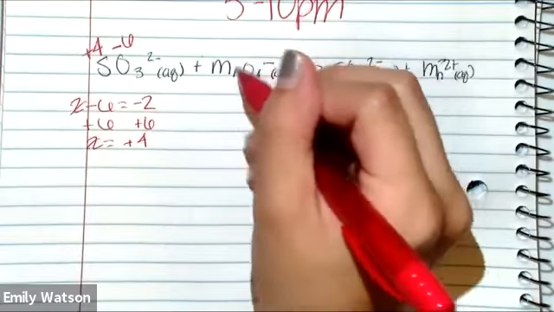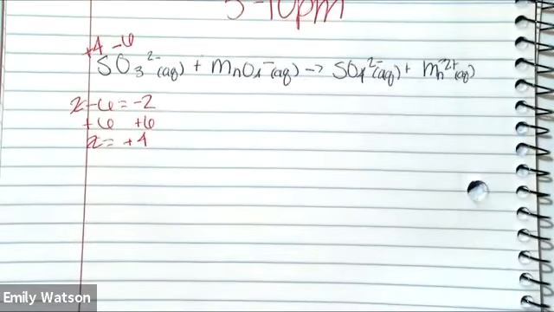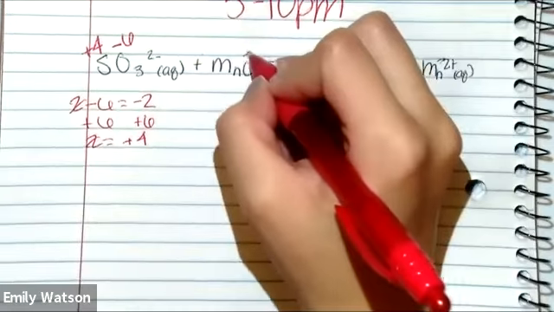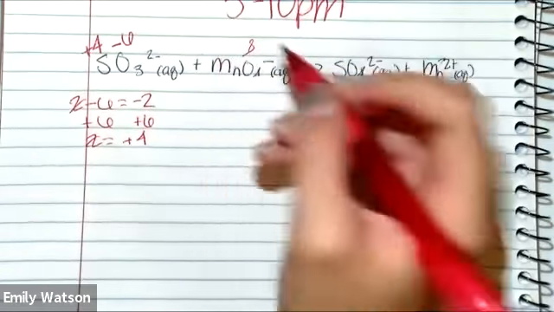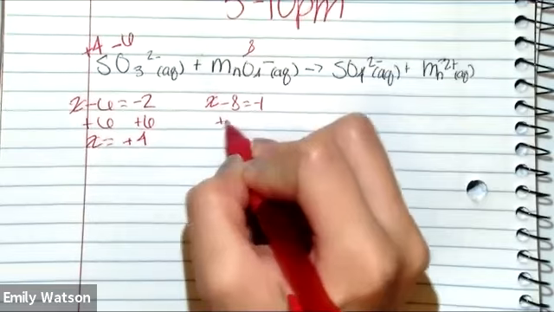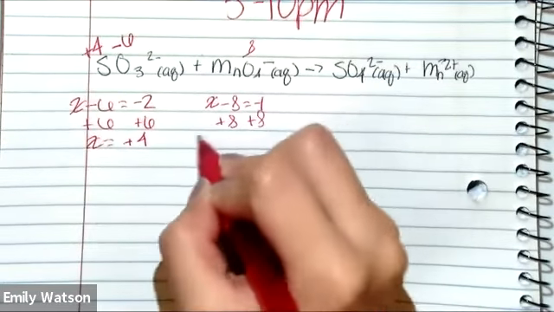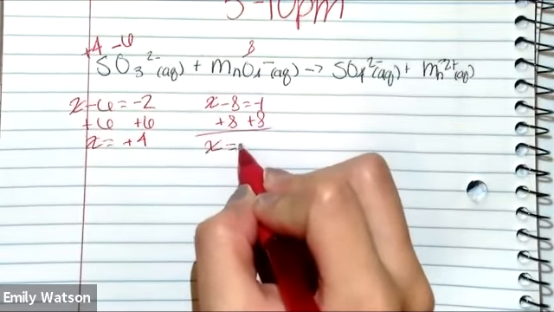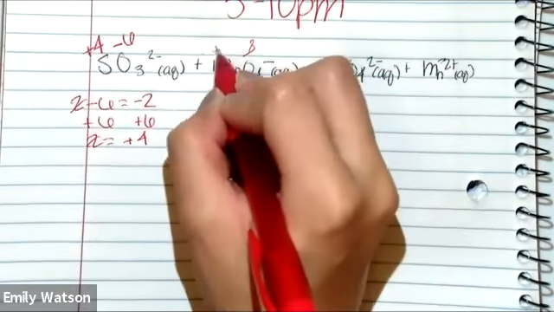What would be the overall number for oxygen here? O4? -8. And we're looking for this. So we have x minus 8 equals -1. We're going to add 8, add 8. And x is equal to what? +7.